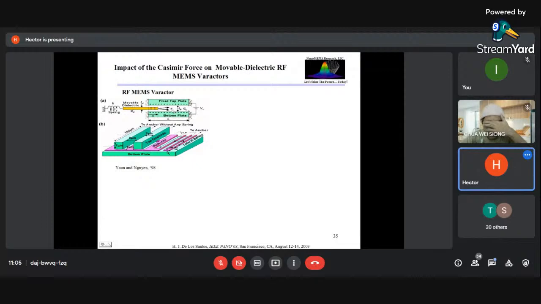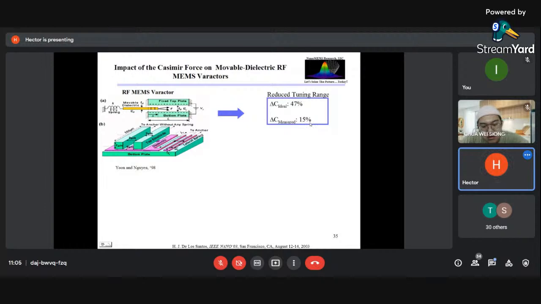So since you are introducing a dielectric between the plates, that will change the capacitance of the plates of this structure, so it will behave as a varactor. Now, ideally, the change in capacitance of this varactor should have been 47%, but in practice, it was found that it was only 15%. So the tuning range was ideally 47%, but in practice, it was 15%.